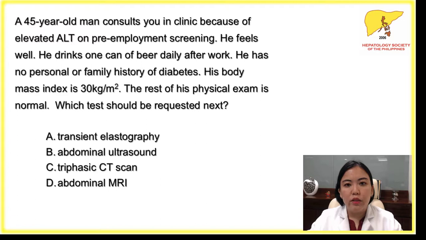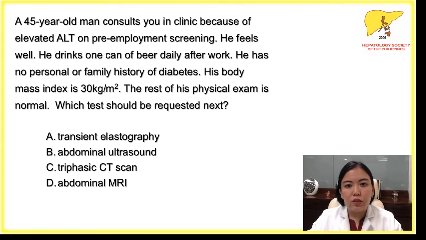Let's start with a common clinical scenario. A man consults you in clinic because of an elevated alanine aminotransferase, or ALT, found on pre-employment medical screening. He is asymptomatic. He drinks 1 can of beer daily after work. He has no history of diabetes. His body mass index is 30. The rest of the physical exam is normal. Which test should be requested next? Is it A, transient elastography, B, abdominal ultrasound, C, triphasic CT scan, or D, abdominal MRI?